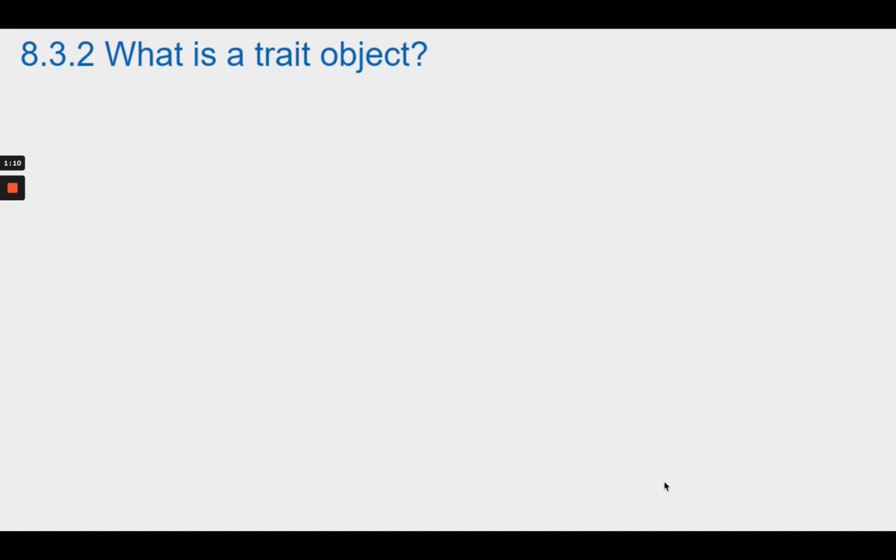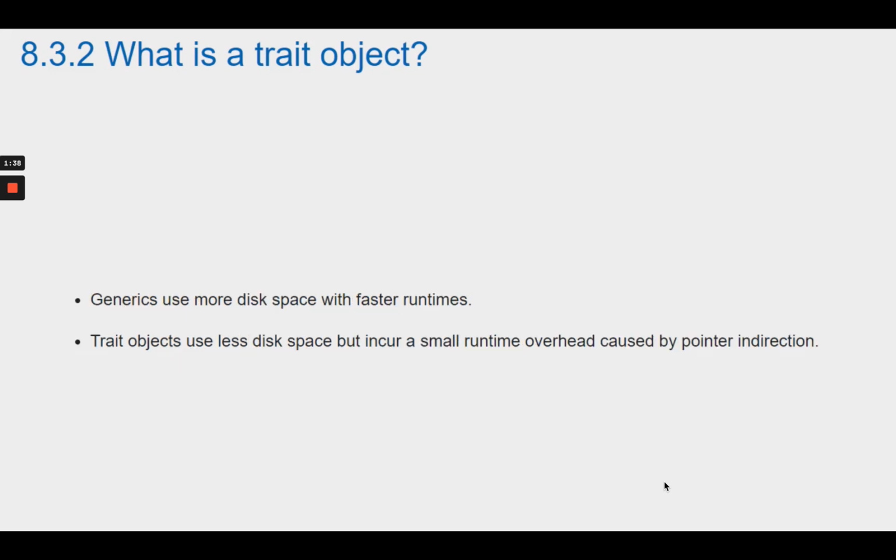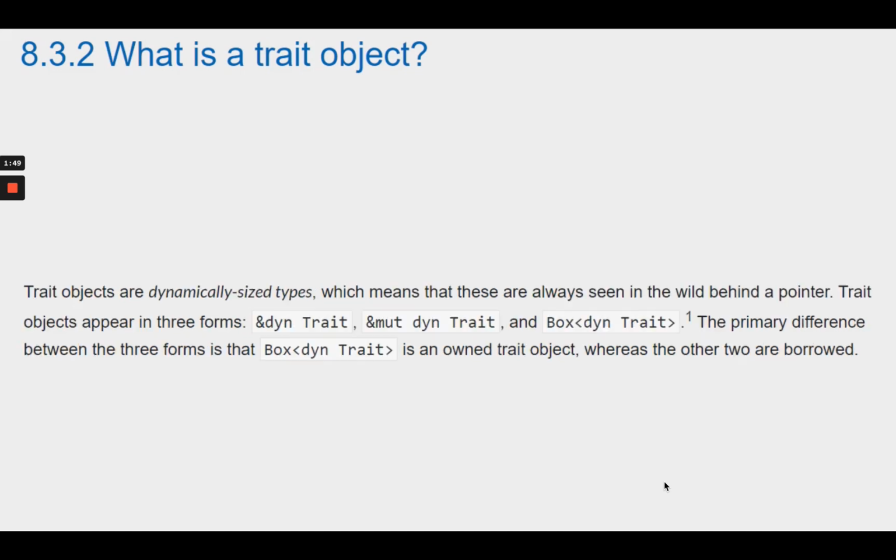Section 8.3.2. What is a trait object? Trait objects add a form of polymorphism, the ability to share an interface between types, to Rust via dynamic dispatch. Trait objects are similar to generic objects. Generics offer polymorphism via static dispatch. Choosing between generics and trait objects typically involves a trade-off between disk space and time. Generics use more disk space with faster runtimes. Trait objects use less disk space but incur a small runtime overhead caused by pointer interaction.